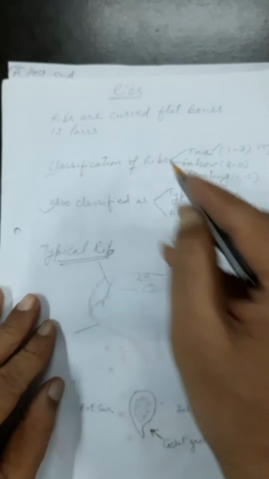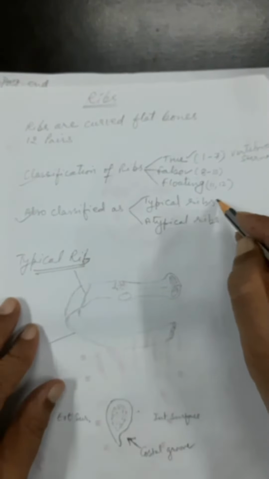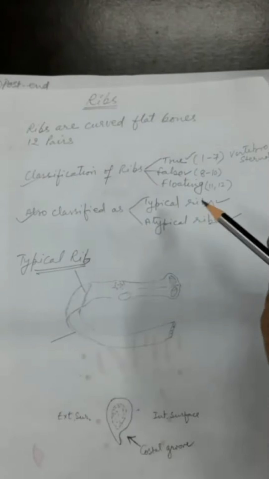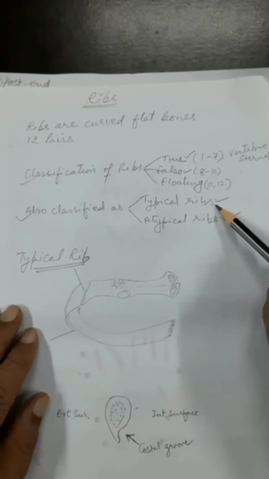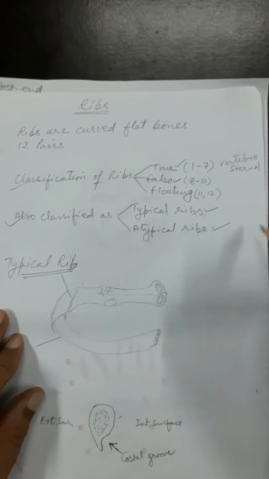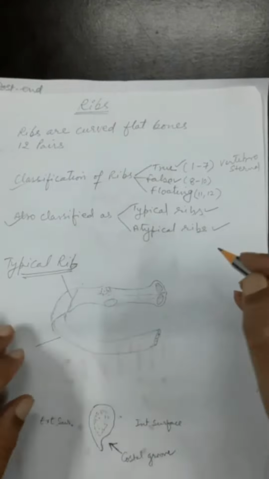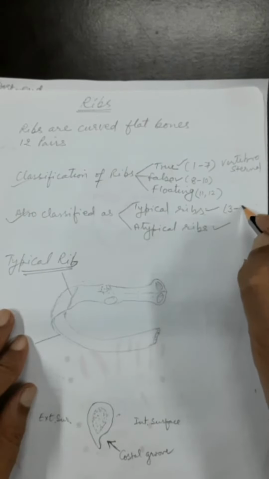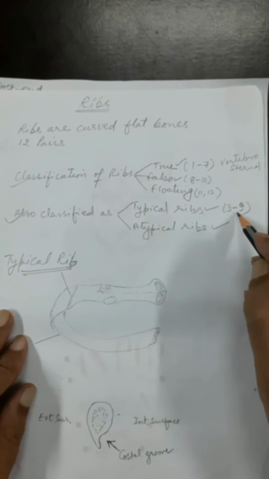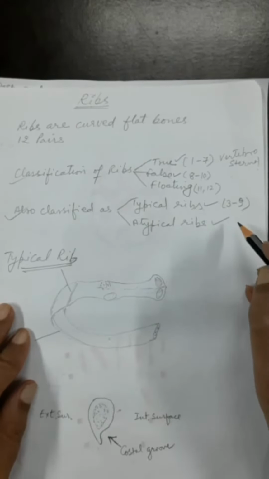They are also classified, that is, they are said to be typical and atypical ribs. What do you mean by typical ribs? It means the features of the ribs resemble each other. That means the bony features of the ribs resemble each other, and all these ribs which have common features are called typical ribs, and these are from rib number 3 to rib number 9. So rib number 3 to rib number 9 are said to be the typical ribs.